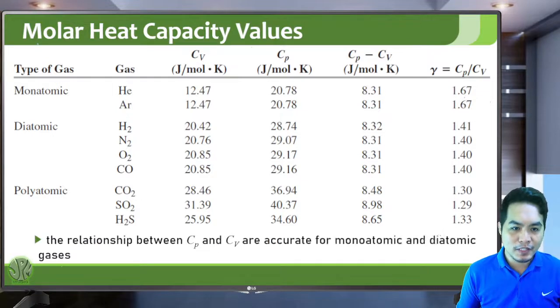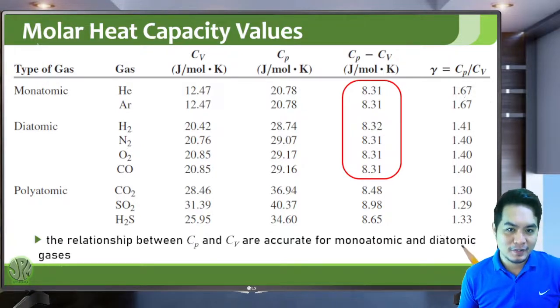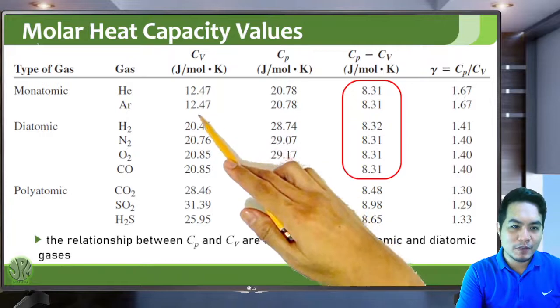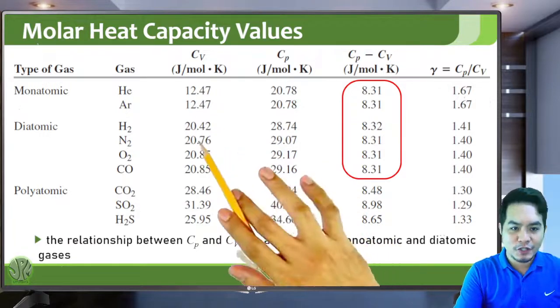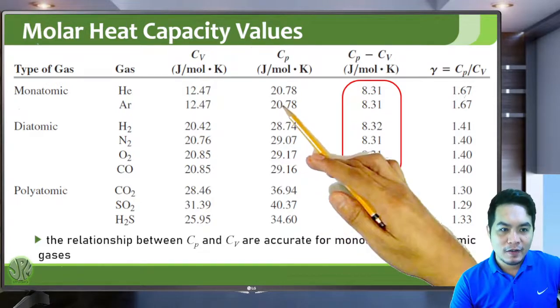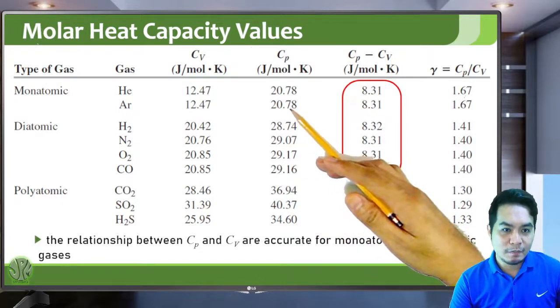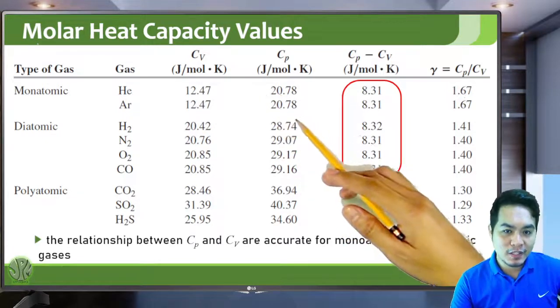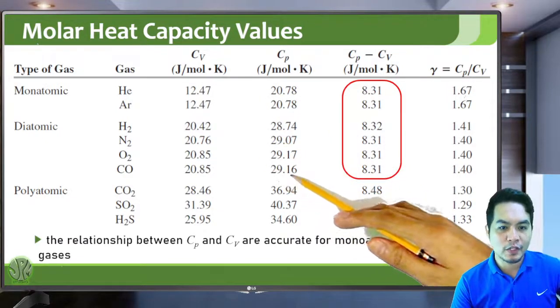So you will notice that the relationship between Cp and Cv are accurate for monatomic and diatomic gases. So Cv for monatomic gases is 12.47. For the diatomic, it changes slightly. Similar with Cp, Cp and Cv values are accurate for monatomic gases, but not so accurate as you go to diatomic gases.